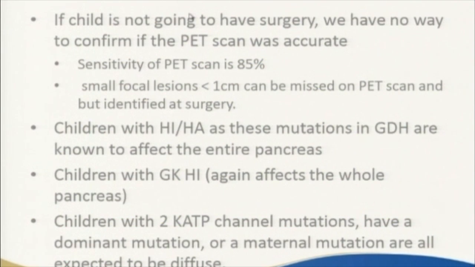Okay, so we don't do PET scans on everyone. I think I went over this a little bit. The sensitivity is 85%. The very small lesions, less than a centimeter, can be missed on the PET scan. And again, if your child has a mutation consistent with diffuse disease, they are not eligible.